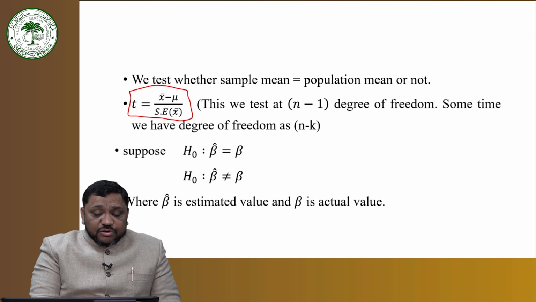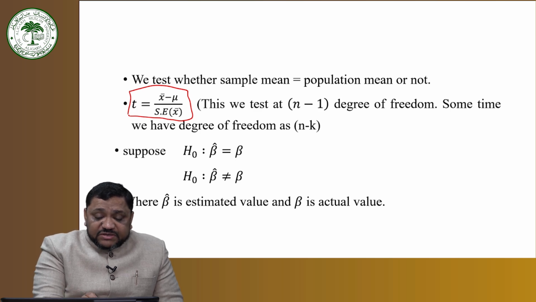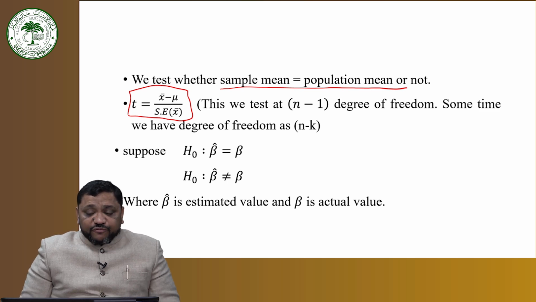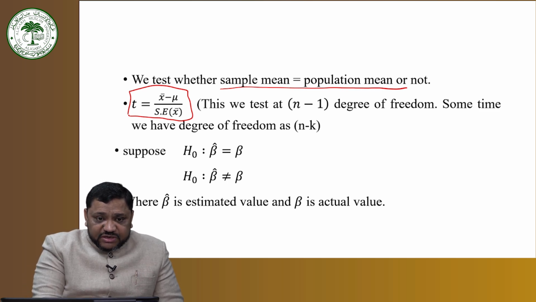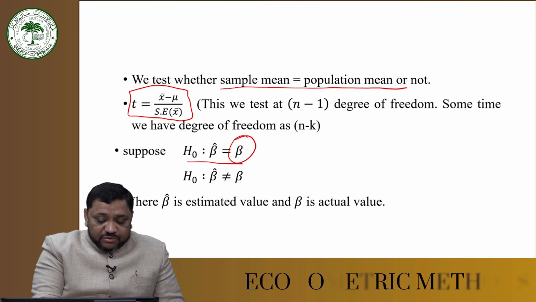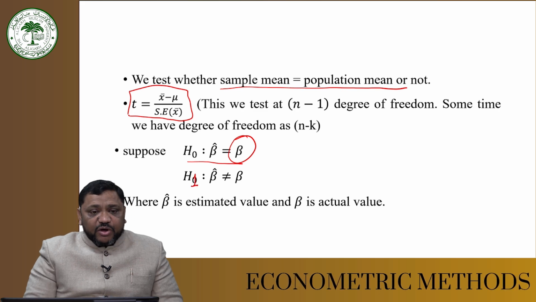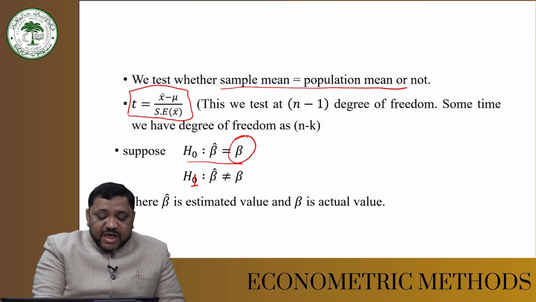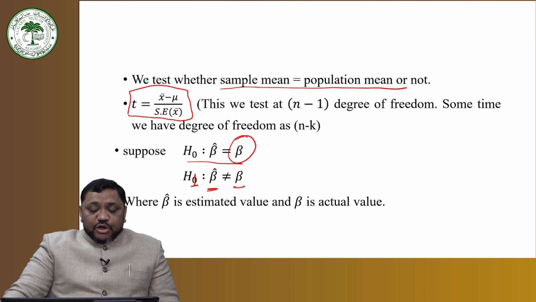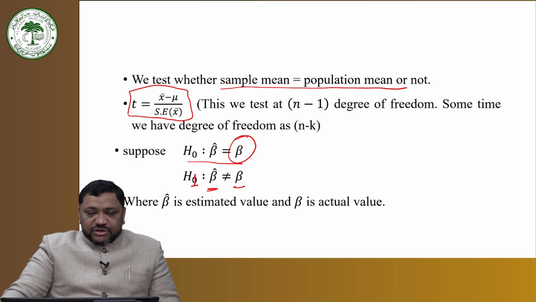What is our basic purpose? To test whether the population mean is equal to the sample mean or not. For this, the null hypothesis is a bit modified: the estimated beta hat from the sample is equal to the population beta. The alternate hypothesis H1 is that beta hat, the sample estimate, is not equal to the population beta. This is what we are going to test using the t-test.